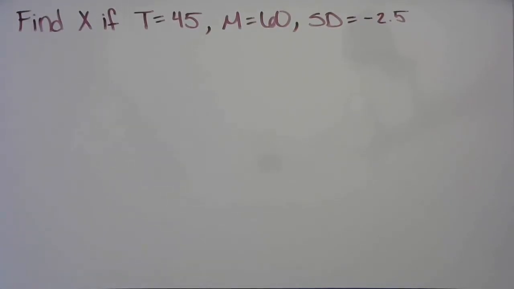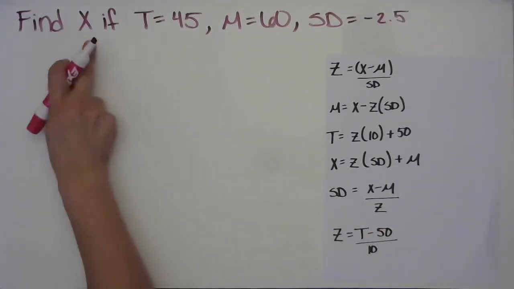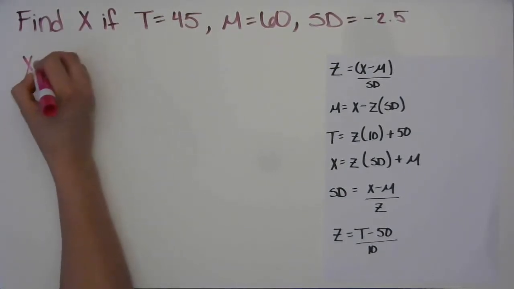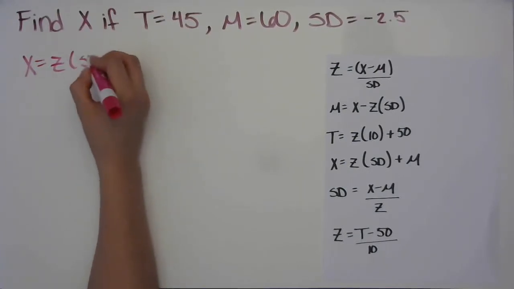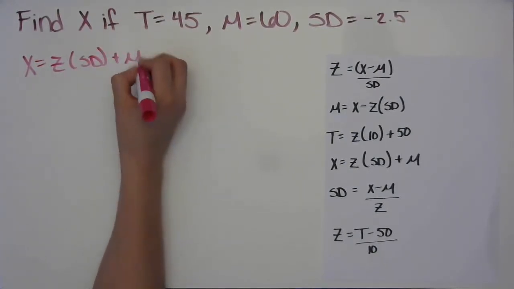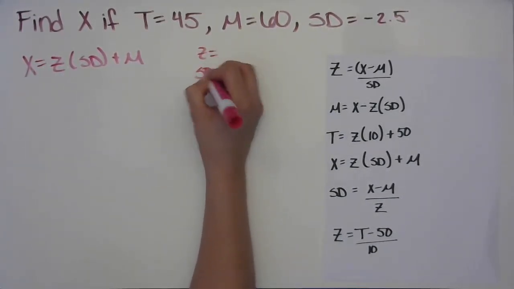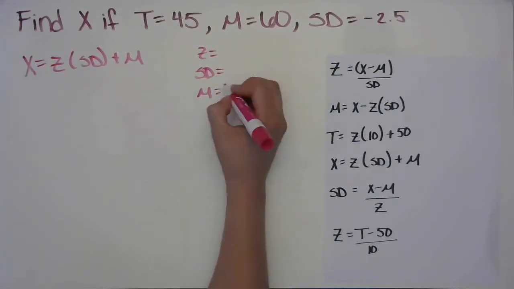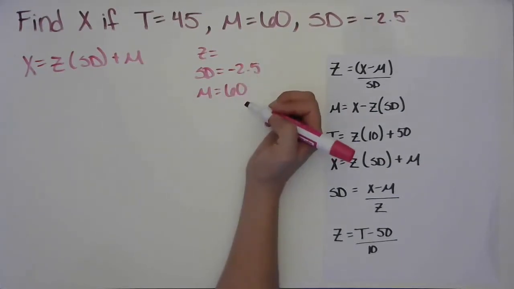For the last problem, we need to find x using t, mean, and standard deviation. So that is what we are looking for, is x. So let's go ahead and pull out our sheet here. Our formula for x is right here. So we have z times the standard deviation plus the mean. Okay, and so for that we need a z-score, we need a standard deviation, and we need a mean. So we have the mean here of 60. We have a standard deviation of negative 2.5. We don't have a z-score though.